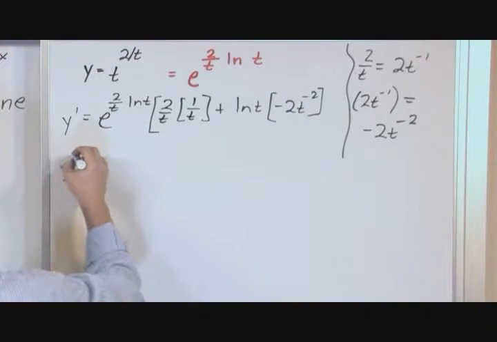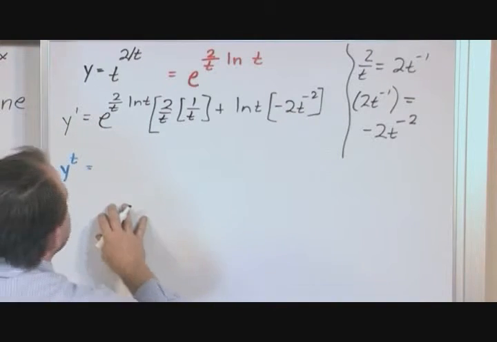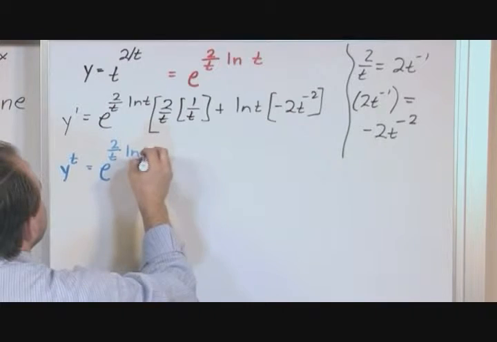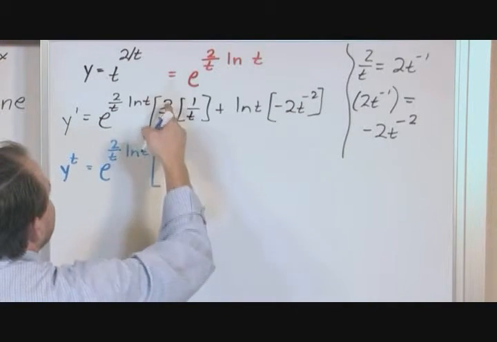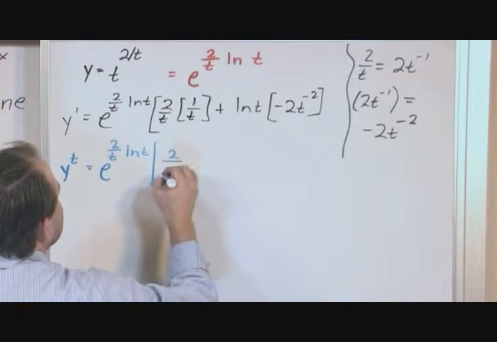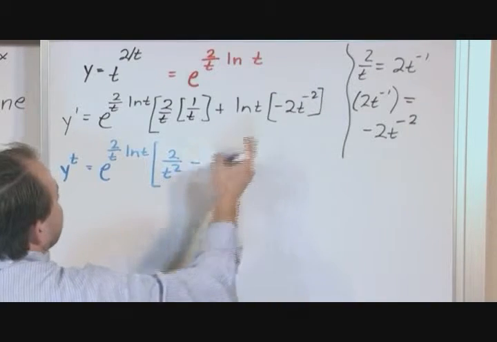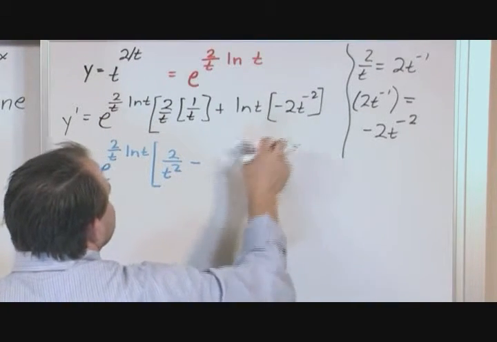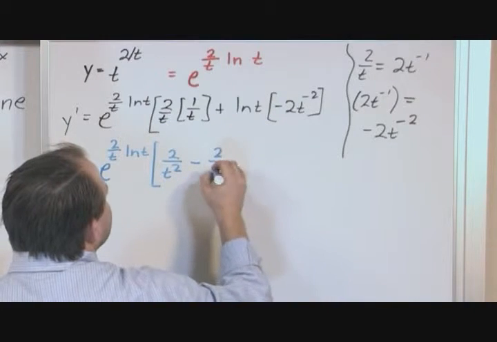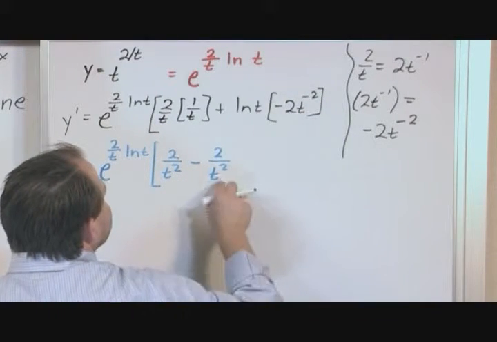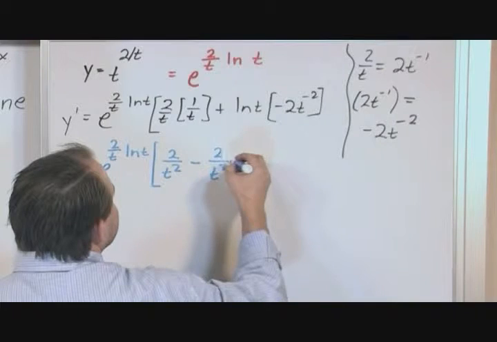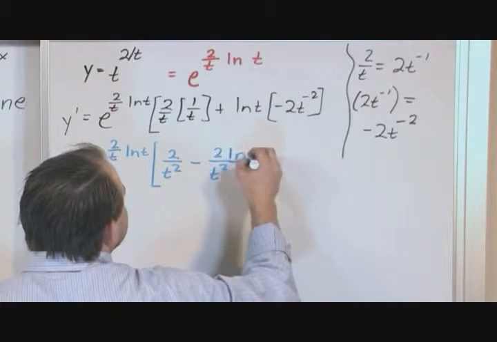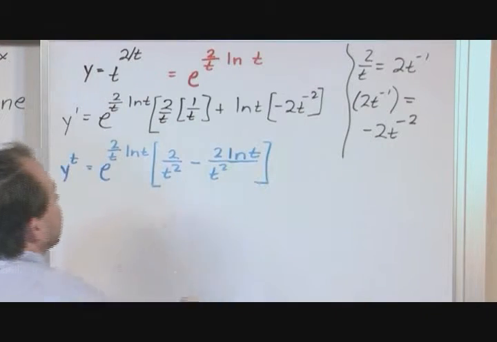Okay, so what I'm going to have is e to the 2 over t natural log of t. And on the inside here, I'm going to have 2 over t squared minus, from here, 2, let me go ahead and rewrite it like this, minus 2 on the top over t squared. I'm moving this guy to the denominator. And I'm going to have natural log of t up here in the top. Make sure you understand this.